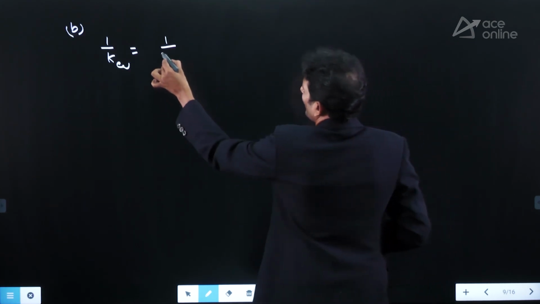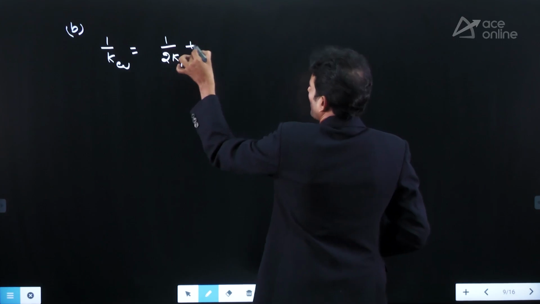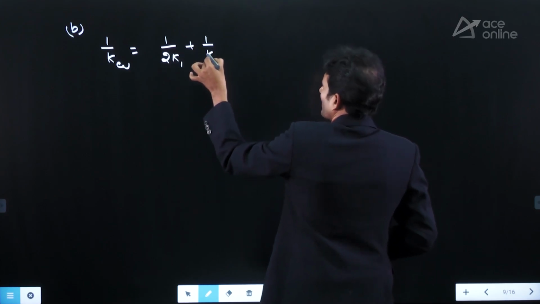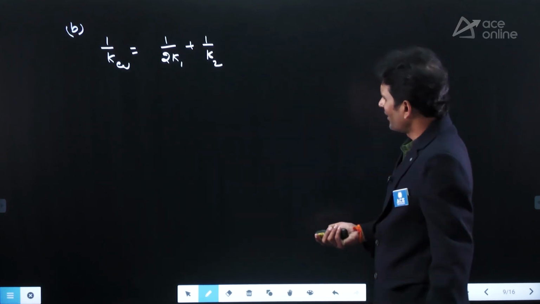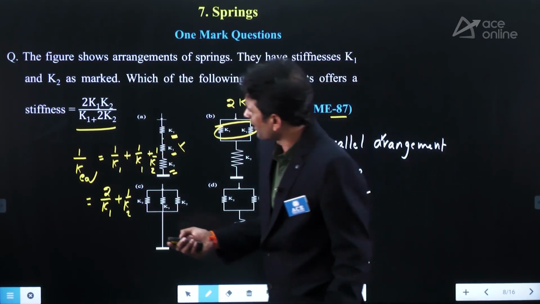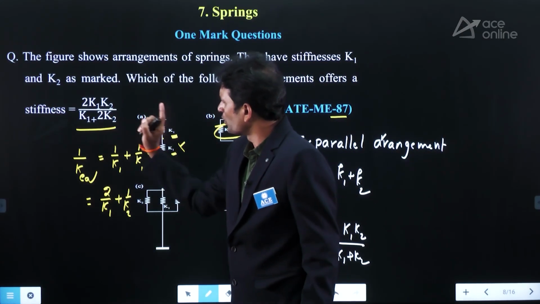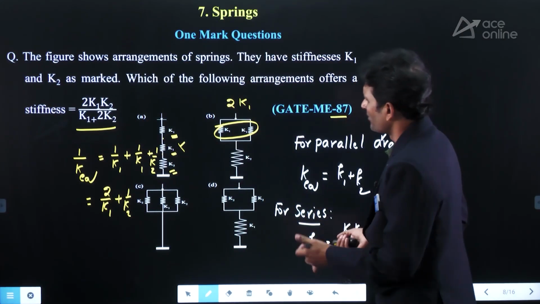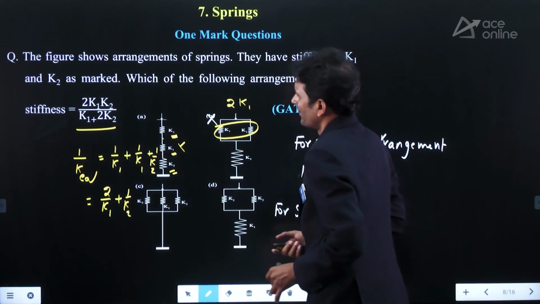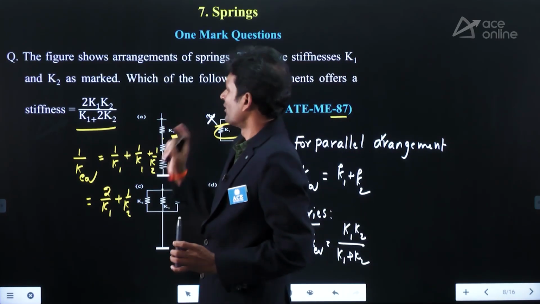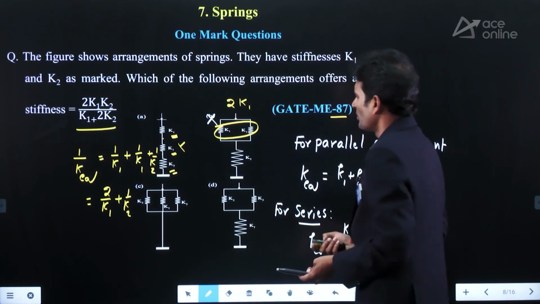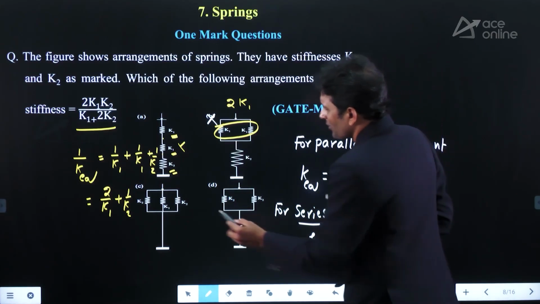2K1 plus 1 divided by K2. 2K1 we are having. Here, look at here, we are having 2K2. Need not take that one. Option B, you can eliminate this one, because here we are having 2K2, but we have 2K1.